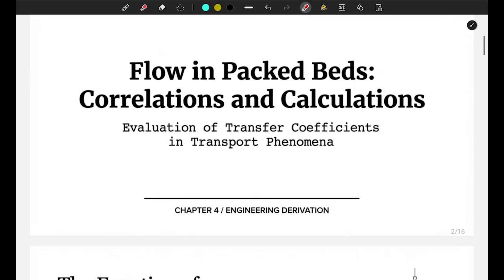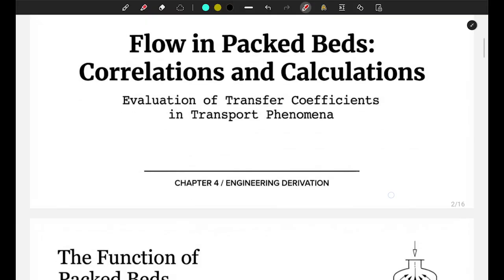So, now coming on to the topic overview. In this chapter, we will focus on evaluating transfer coefficients. In real systems, fluids rarely flow in an empty pipe. Instead, they flow through packed materials like catalysts or absorbents. So we need correlations that can predict pressure drop, heat transfer, and mass transfer. Packed beds make analysis more complex because flow paths are irregular.